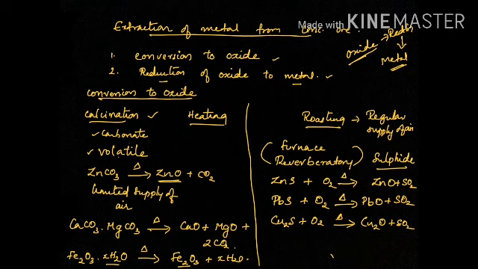Then we can undergo reduction, and after the reduction we will get our metal out. We know that in reduction, for a metal oxide MxOy, where M is the metal and O is oxygen, when this oxide undergoes reduction, the oxygen will get removed, so we get our metal out. That is why we are doing this in two steps.